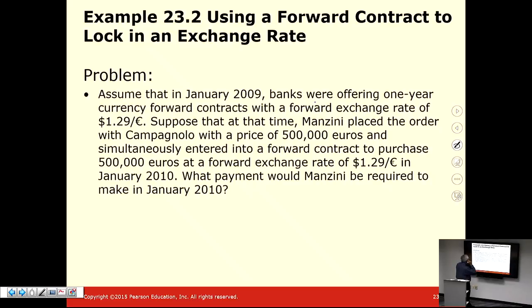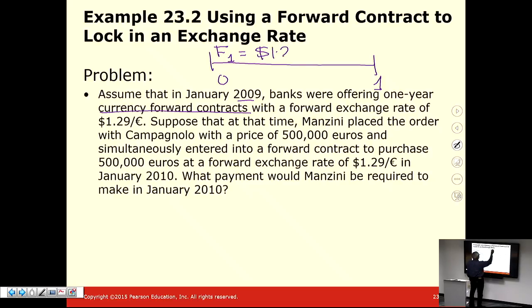So here is an example. Assume that in January 2009, banks were offering 1-year currency forward contracts. So on a timeline, 0, 1. At time 0, a 1-year forward currency contract was $1.29 per euro. And Manzini placed an order with a price of 500,000 euros.